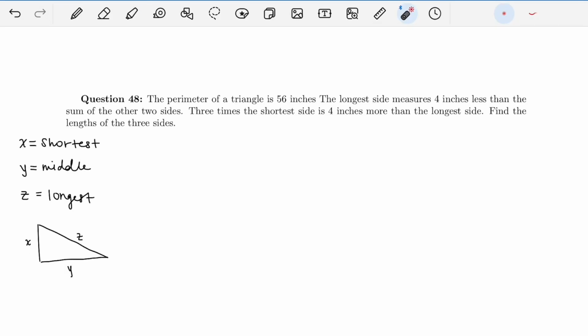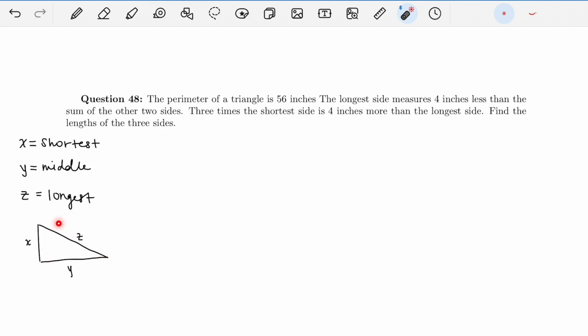And lastly, we're going to look at this question here. We're told that the perimeter of a triangle is going to be 56 inches. The longest side measures 4 inches less than the sum of the other two. 3 times the shortest side is 4 inches more than the longest, and we want to find the length of all 3 sides. So the first thing we want to do is assign a variable to each of our unknown quantities. So we have that here on the left. I'm going to let x be the length of our shortest, y middle, and z longest sides of this triangle, and that's represented by this diagram here.